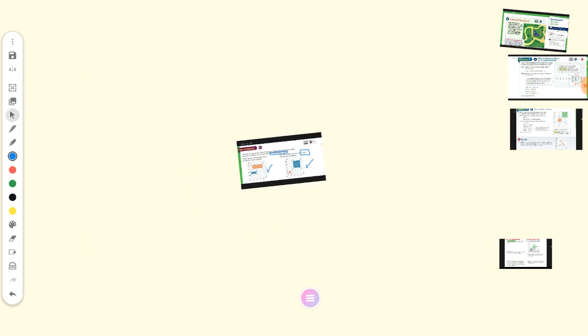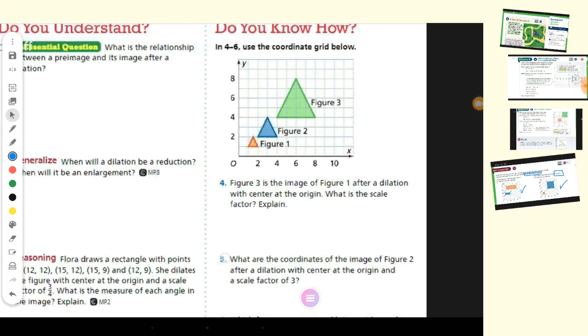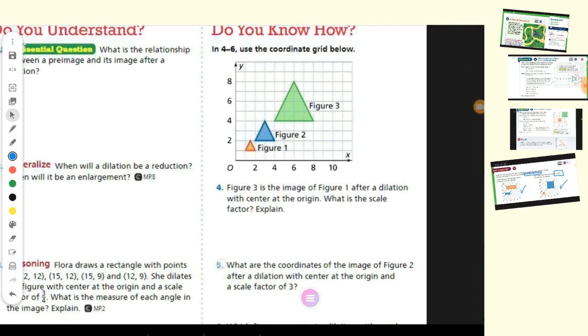Again, last example. Use the coordinates given below. Figure 3 is an image of figure 1. So it's what? An enlargement. The scale has become what? It was 1, and now it becomes 1, 2, 3, 4. It becomes 4. Between 4 and 8 is 4.